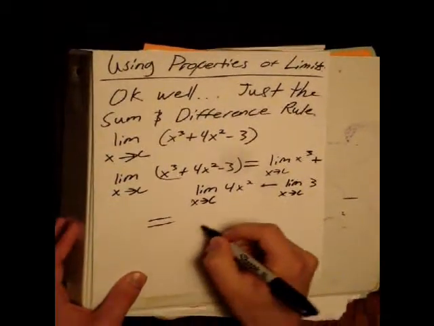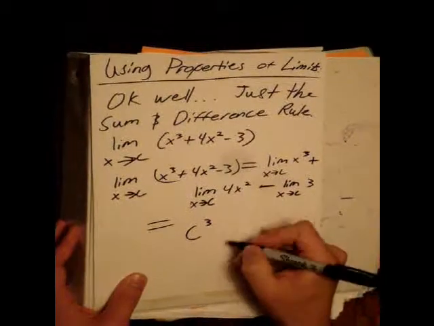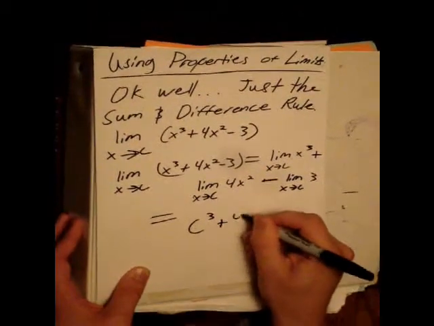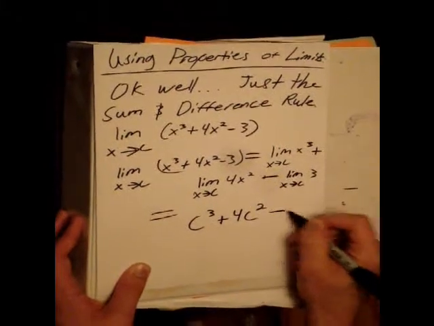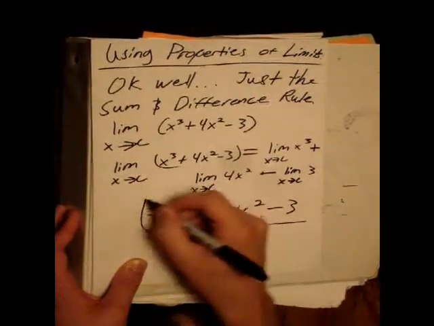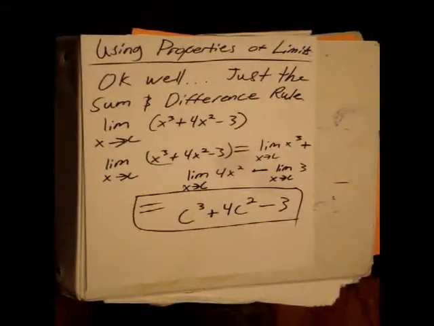So now we are just going to plug in our c's for our x's, and we will get c cubed plus 4c squared minus 3. We're going to square that. We're good. Done.